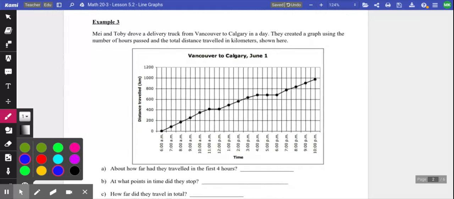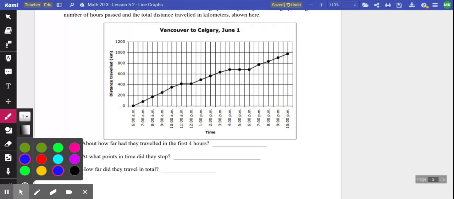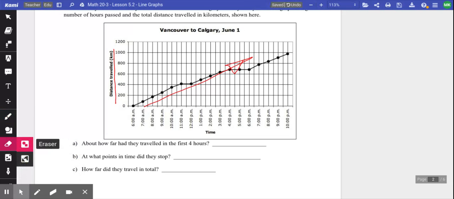Example 3. Me and Toby drove a delivery truck from Vancouver to Calgary in a day. They created a graph using the number of hours passed and the total distance traveled in kilometers shown here. About how far had they traveled in the first 4 hours? Okay, so this is their distance traveled. This is a continuous graph. You'll notice it's always going upwards, right?